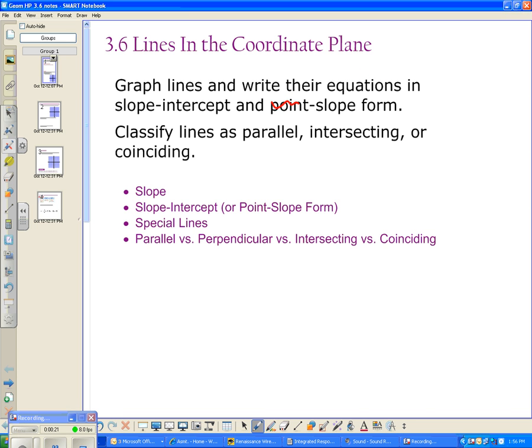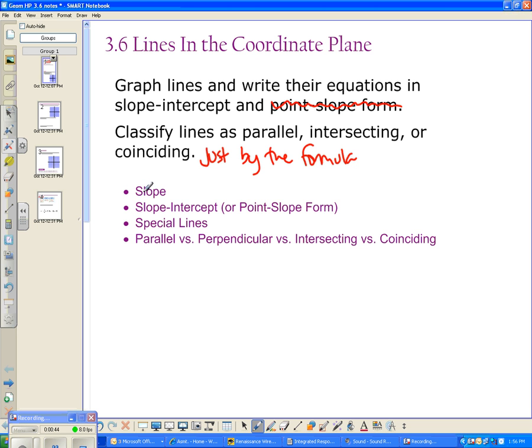I'm actually not going to emphasize point-slope form, but if you want to use it, that's a-okay with me. I'm not going to talk about it in this video, but we can talk about it in class. But also you should be able to classify lines as parallel, intersecting, or coinciding just by looking at the formula. So without graphing it.